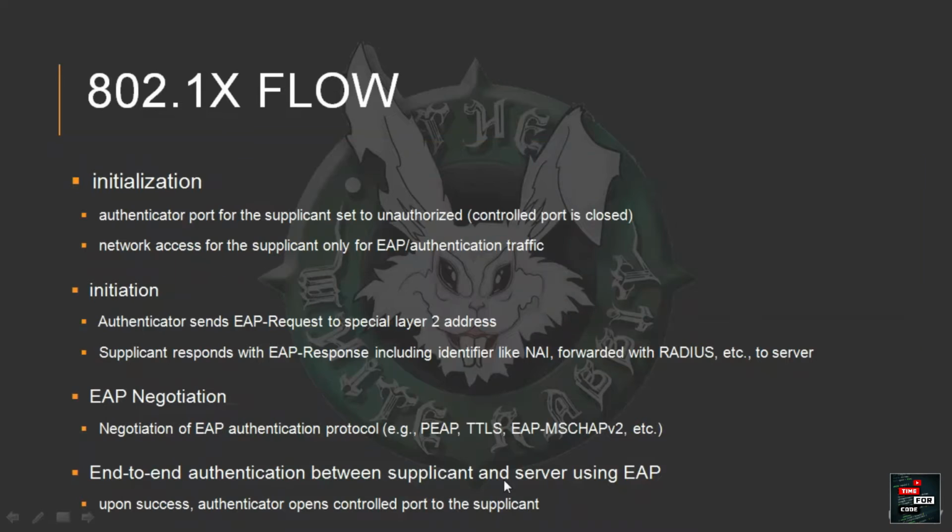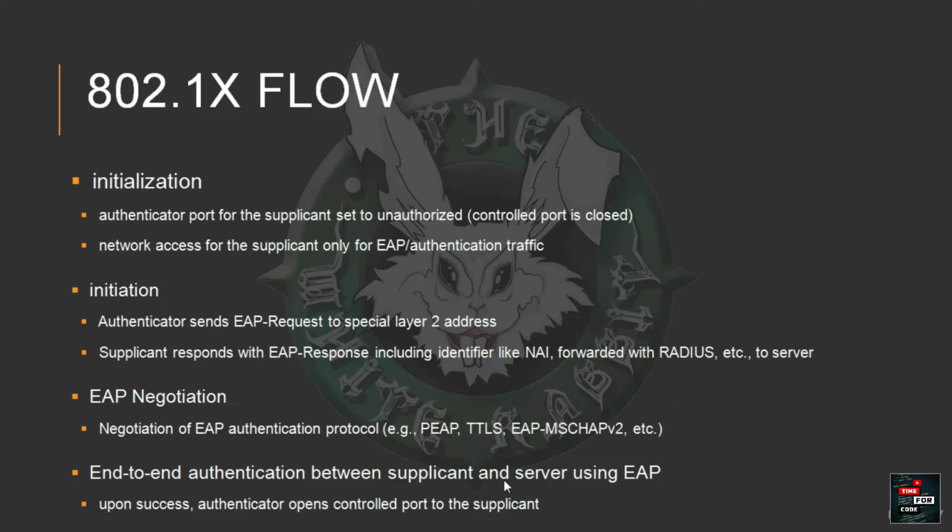The flow of 802.1x is as follows. First, there is initialization, where the authenticator port for the supplicant is set to unauthorized, meaning that the controlled port is closed. So only the uncontrolled port is open for traffic from the supplicant, because this is the port that it needs. It needs to at least be able to have some communication through the network so that it can attempt authentication with the authentication server using EAP. And so that's what is allowed.